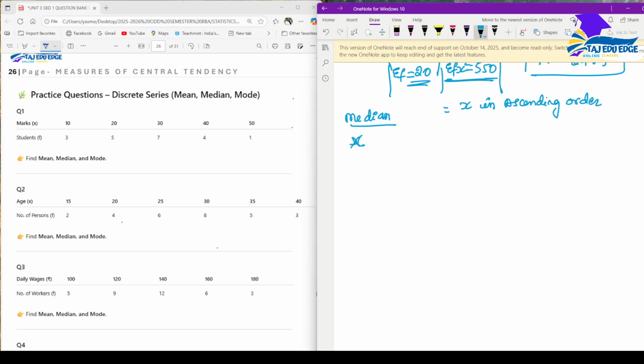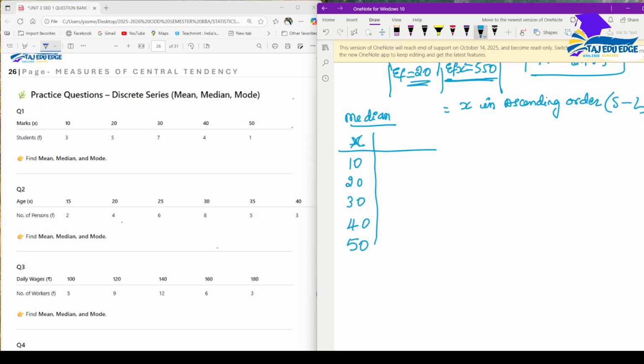Okay, let's see if it is ascending order. Ascending order means smallest to largest. Okay, so 10 is the smallest number, after that 20, after that 30, after that 40, after that 50. As it is already arranged, we are not worried about it.